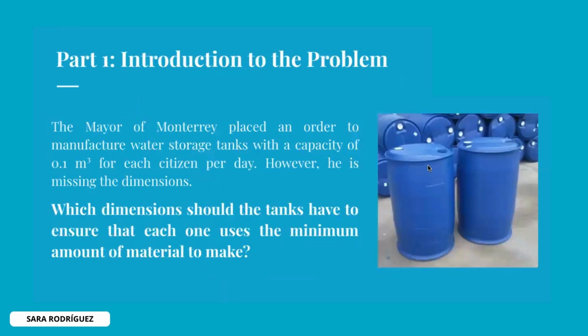Here we will solve a problem that could happen in everyday life by using calculus. In this situation, the mayor of Monterrey placed an order to manufacture water storage tanks with a capacity of 0.1 cubic meters for each citizen per day. However, he is missing the dimensions. Which dimensions should the tanks have to ensure that each one uses the minimum amount of material to make?